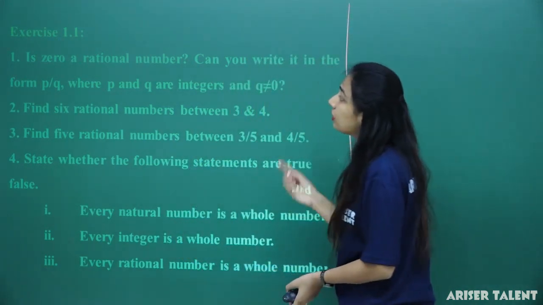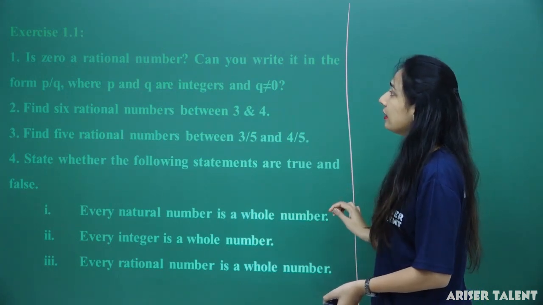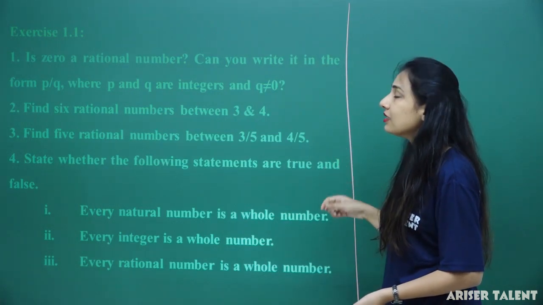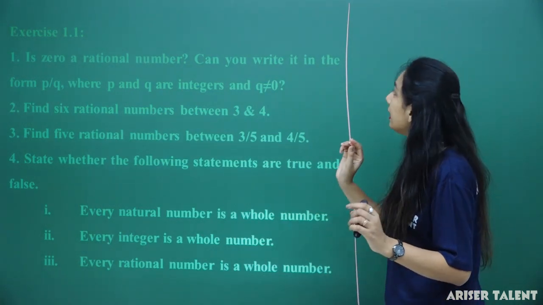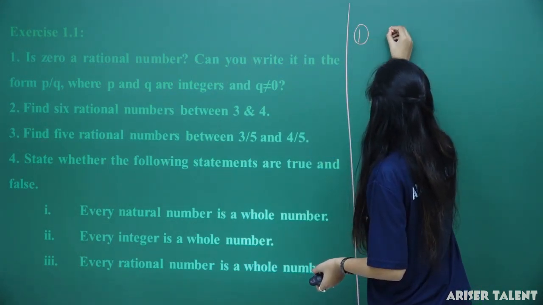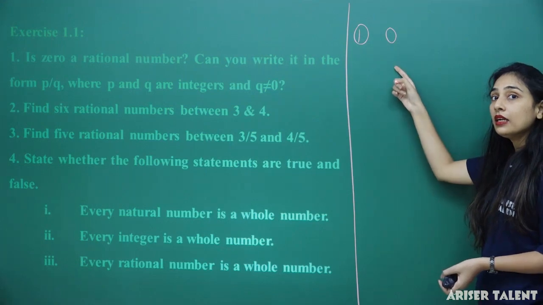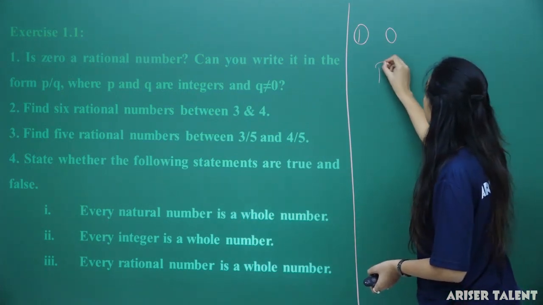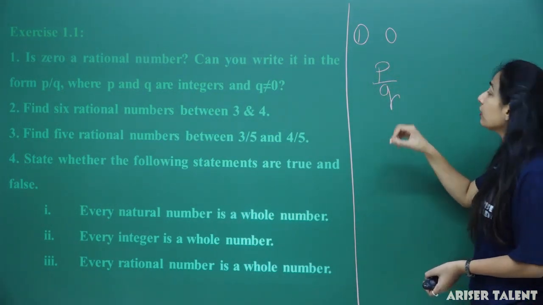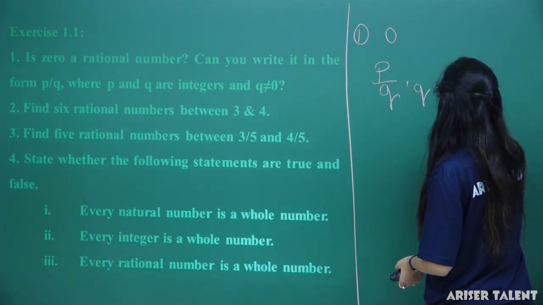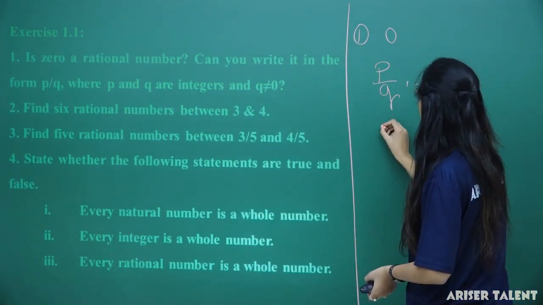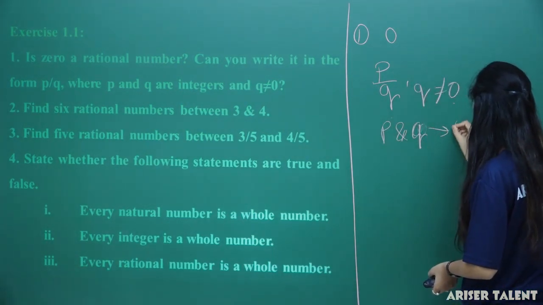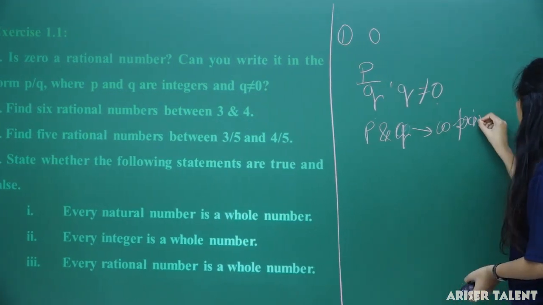Question number 1: is 0 a rational number? Can you write it in the form p by q, where p and q are integers and q is not equal to 0? Now students, look here, is 0 a rational number or not? A rational number can be written in p by q format, where q should not be equal to 0 and p and q should be co-primes.